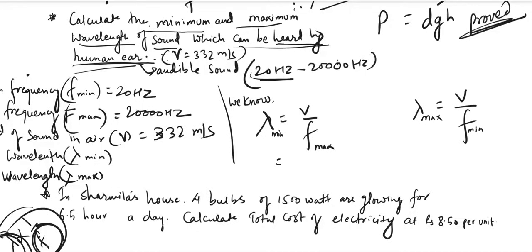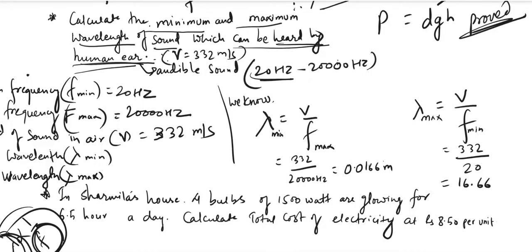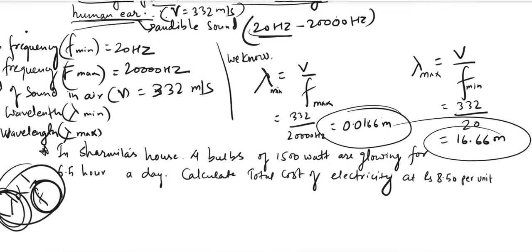Let's place the values. v 332 upon 20,000 hertz, the answer will be 0.0166 meter. And for finding lambda maximum, 332 upon the minimum frequency 20, 332 divided by 20, that is 16.66 meter. Like this way we will get the answer. Now next question.